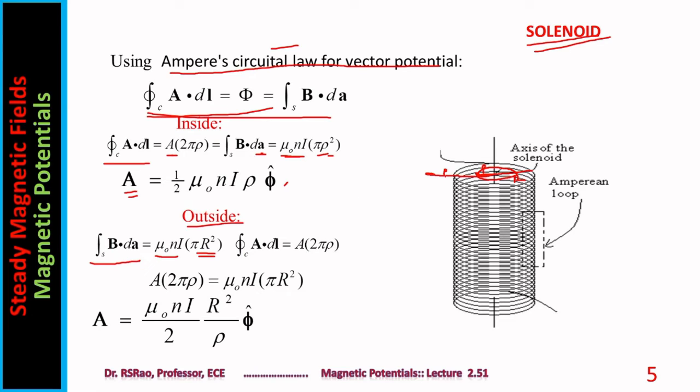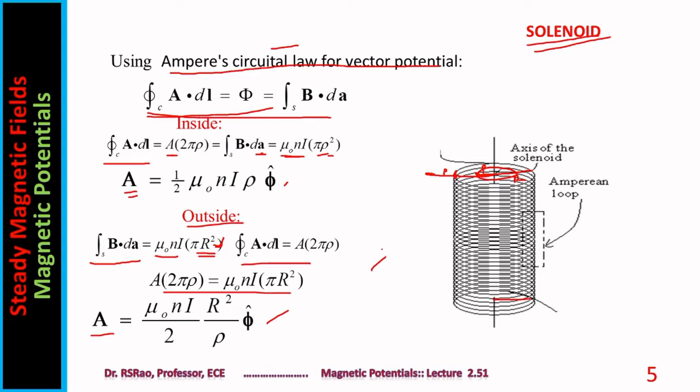It is not pi rho square. It is pi r square because the field is limited to the inside region of the solenoid. The field doesn't exist outside. So B dot dA is mu naught N i pi r square. It is not rho square, it is r square. R is the radius of the solenoidal coil. This side what you have is A dot dl, A 2 pi rho. So by equating, we get A equal to mu naught N i by 2 r square by rho phi cap.